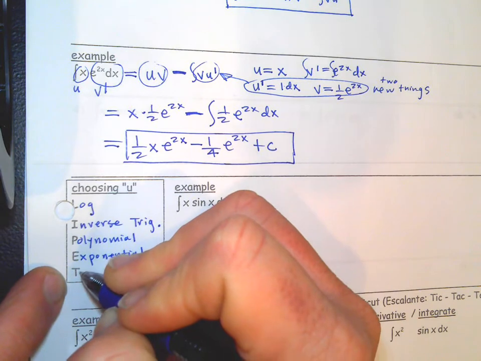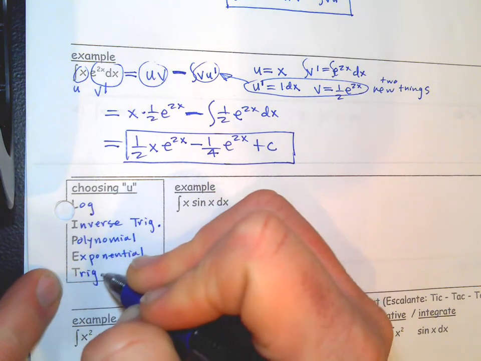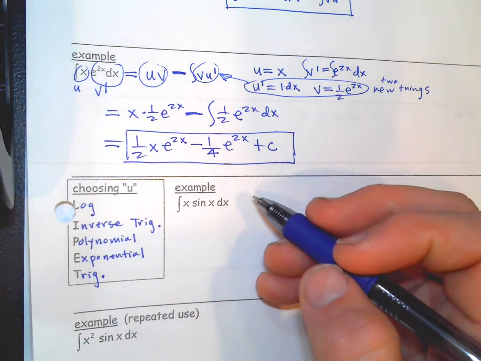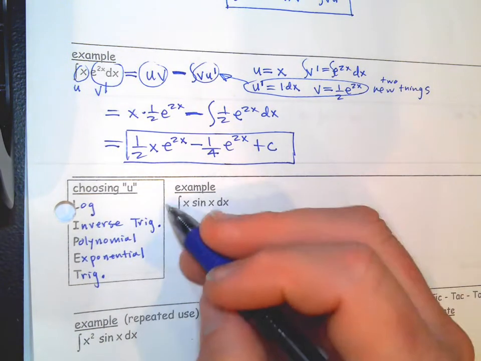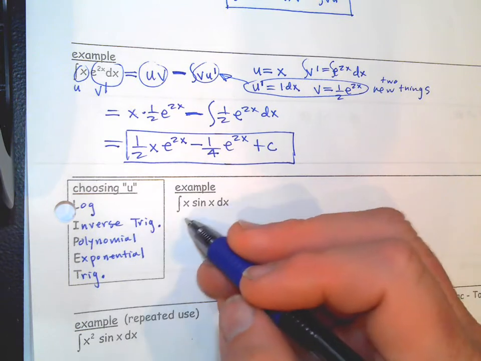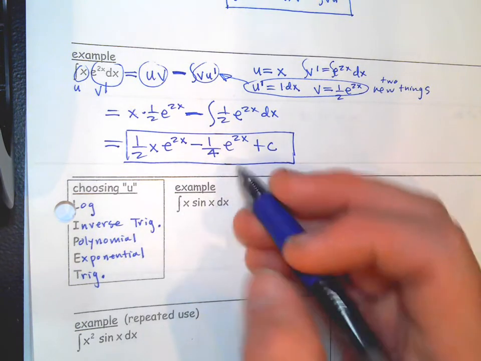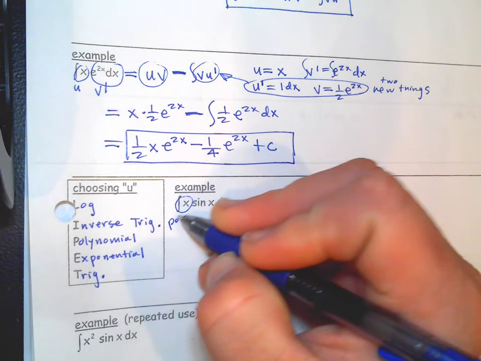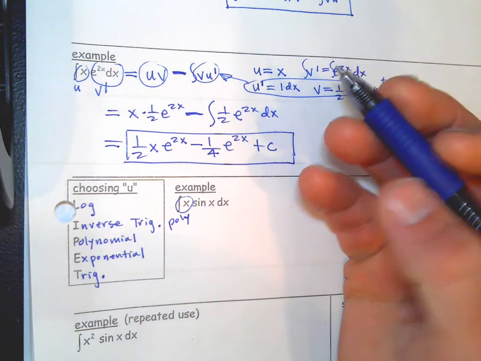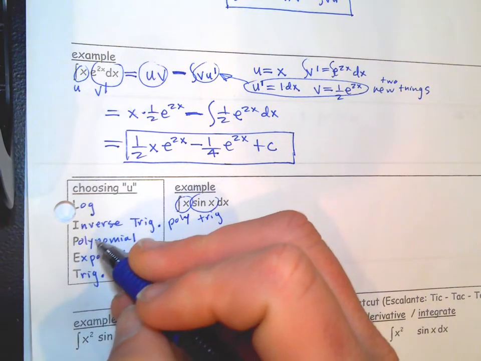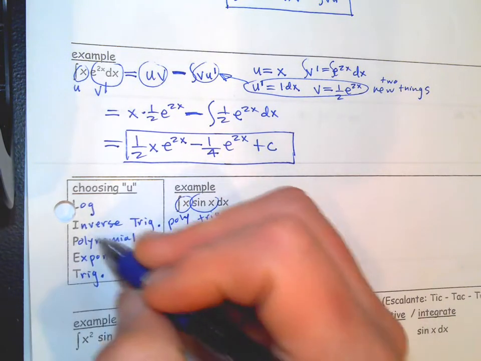And T stands for trig, regular old trig. So this is the order: higher on the list takes precedence for what should be the u. So the first thing you do when you see one of these problems, I mean, try all your other methods, please. But you can't integrate this. So you'd be like, okay, well, I have a poly, x to the first power is polynomial, and I have trig, so I have poly and trig.